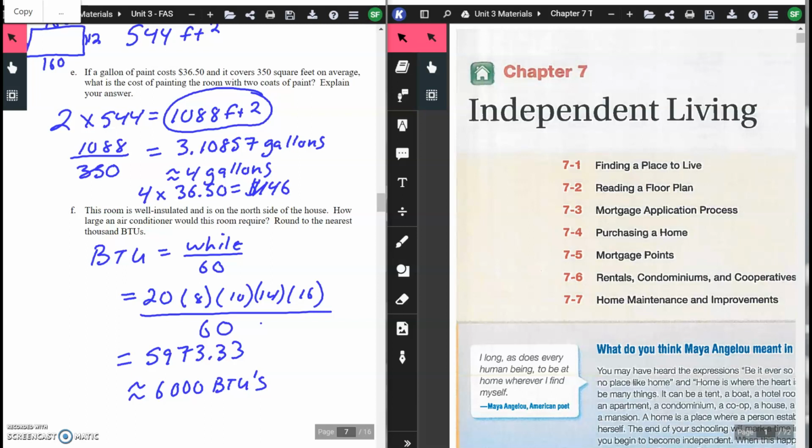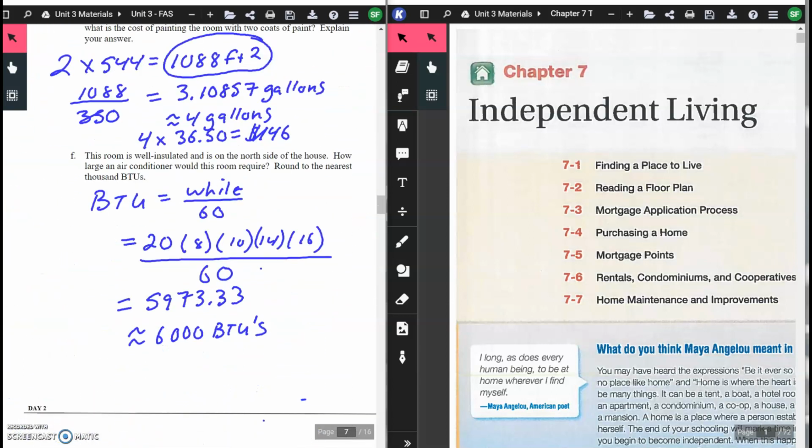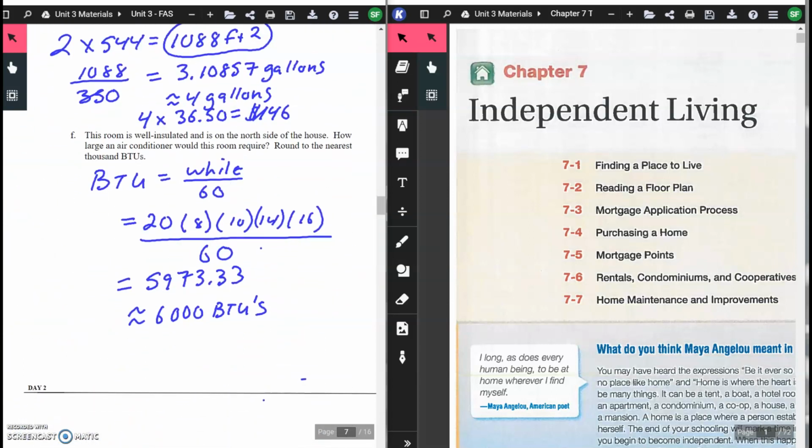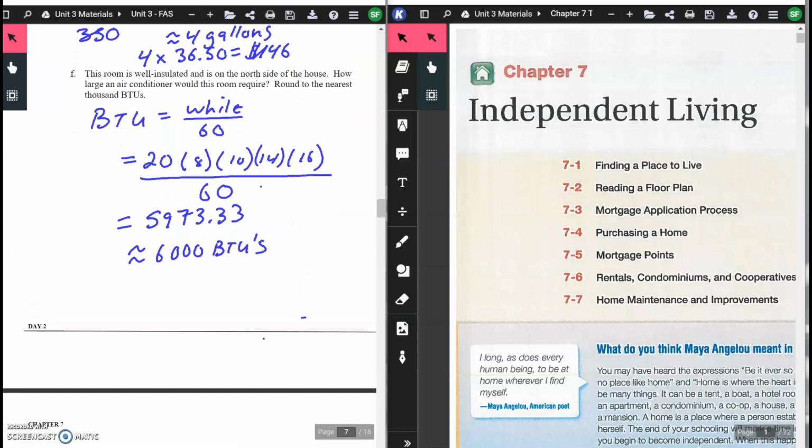And your exposure, it's a north side exposure, which gave you, if you look back up at your problem, north side up here, your exposure is 16. So your E value is 16. Multiply all those together, divide by 60, and it gives you 5973.33. Again, remember we round to the nearest thousand, so we round up. That's going to be 6,000 BTUs. And that is it for section 7.2.